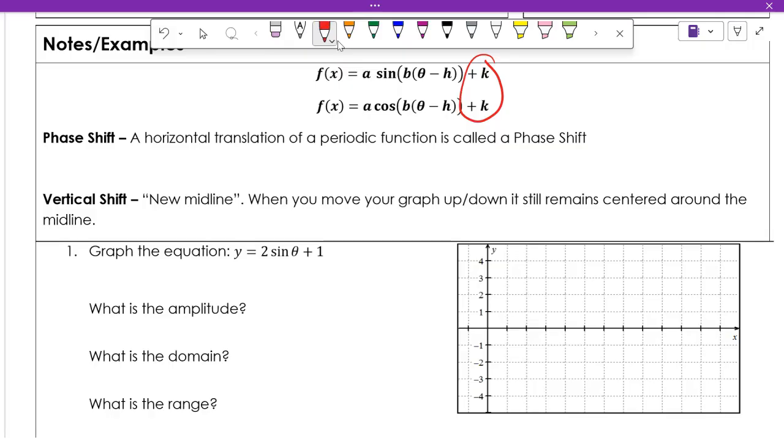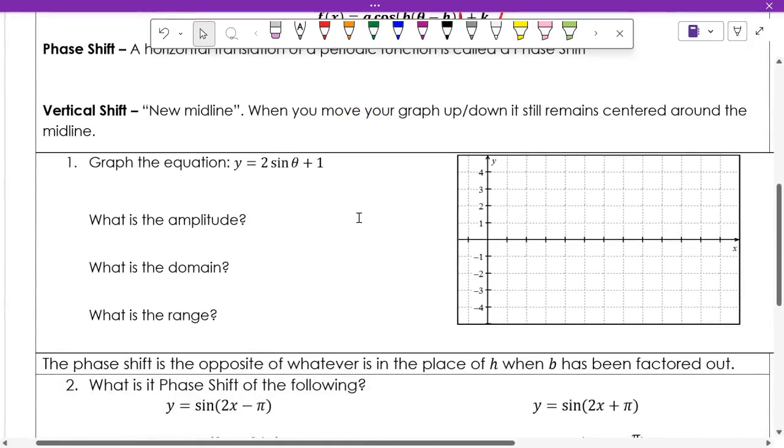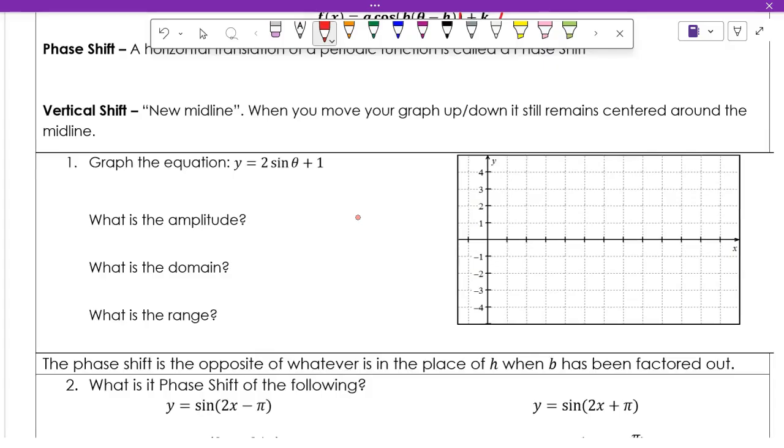What you're going to do is treat that as a new x-axis. I don't know why I put new midline, but it should be new x-axis. It is the midline. So basically, if I'm looking at this function that I have right here, 2 sine theta plus 1, my first step would be to go ahead and mark this.